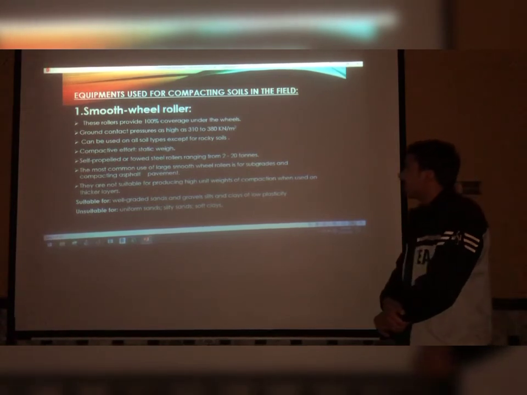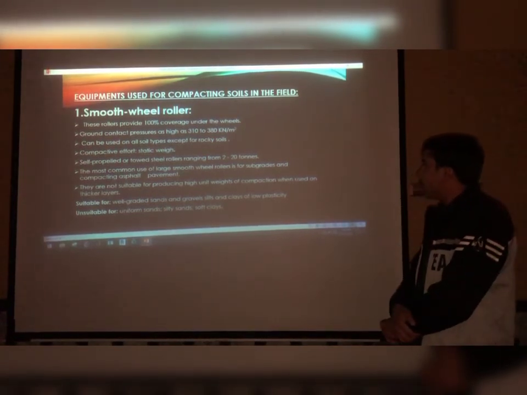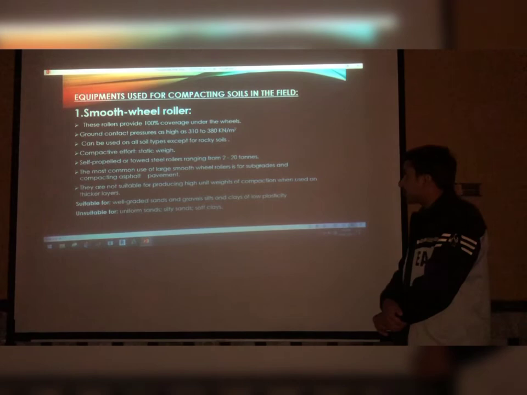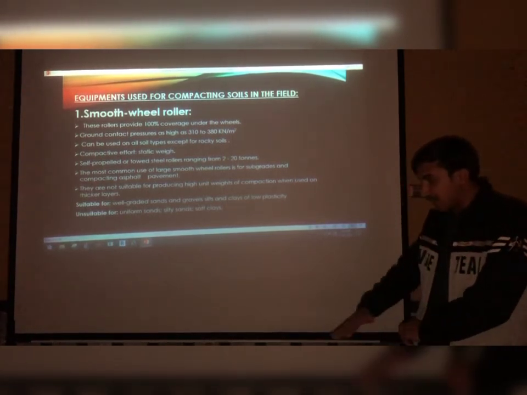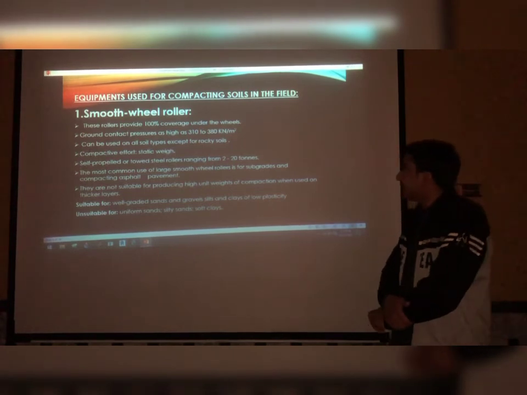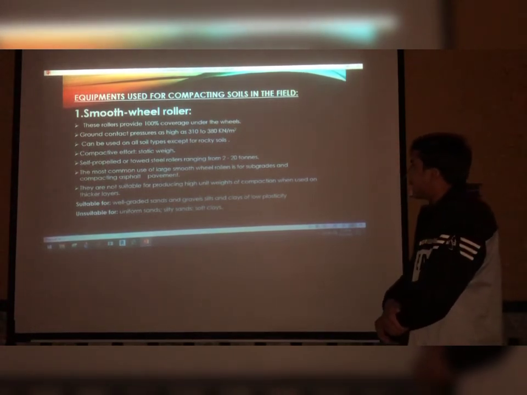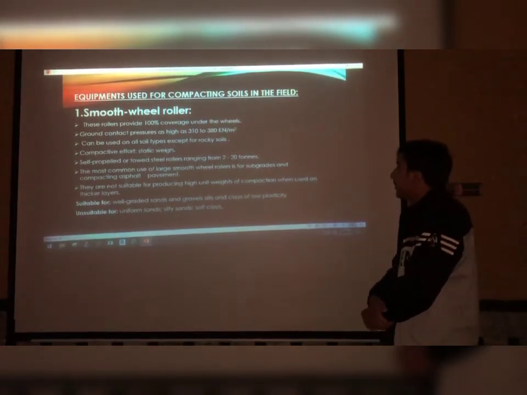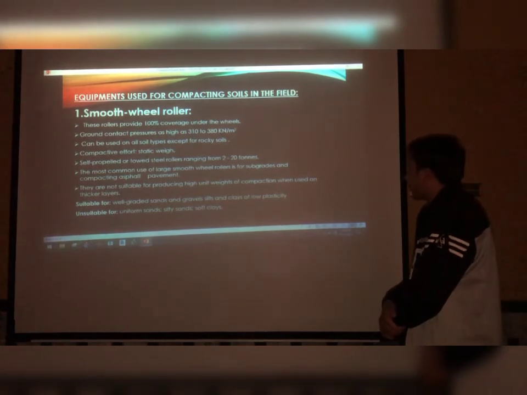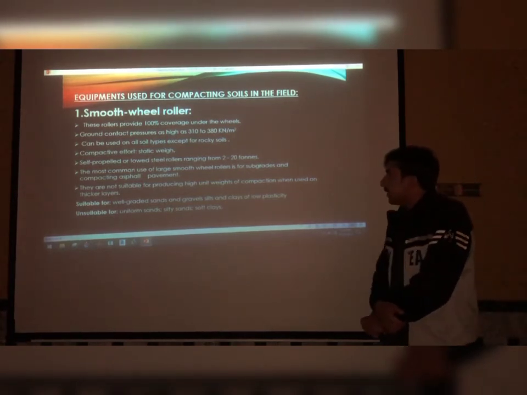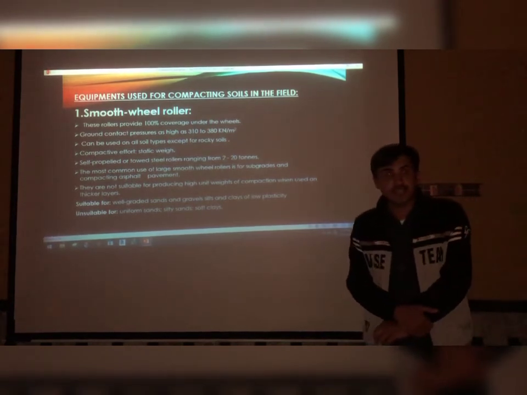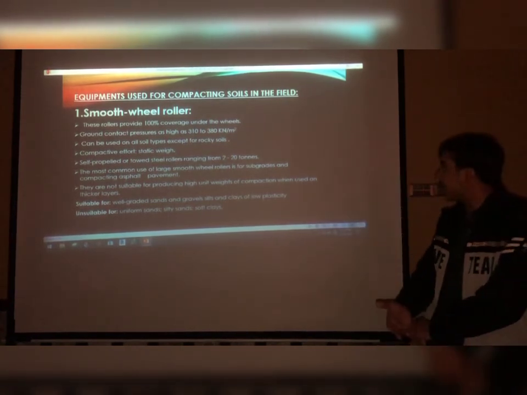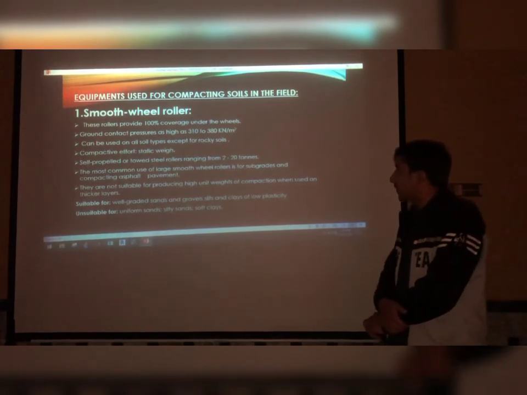First is smooth wheel rollers. Smooth wheel rollers provide 100% coverage area under the wheels. They can compact all the area which comes under the tires. Ground contact pressure is as high as 310 to 380 kN per square meter. It can be used for all types of soil except rocky soil. It can be used for fine grain soil and also sand, but we are not using it for rocky soil.